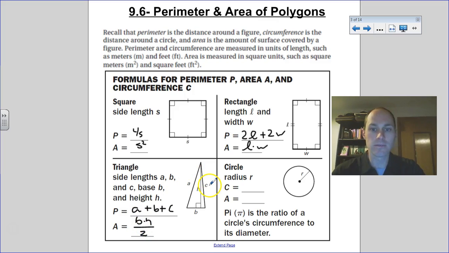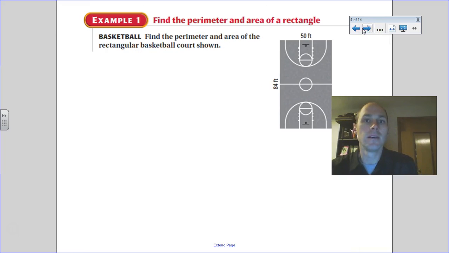And circles, we'll get to that more when we get to our unit on circles. But to calculate the circumference, it's 2 times pi times radius, and the area is pi r squared, where pi is that ratio of circumference to diameter. So we could also call circumference pi times diameter. So I'll just let you do the practice here. Check in when you're ready.